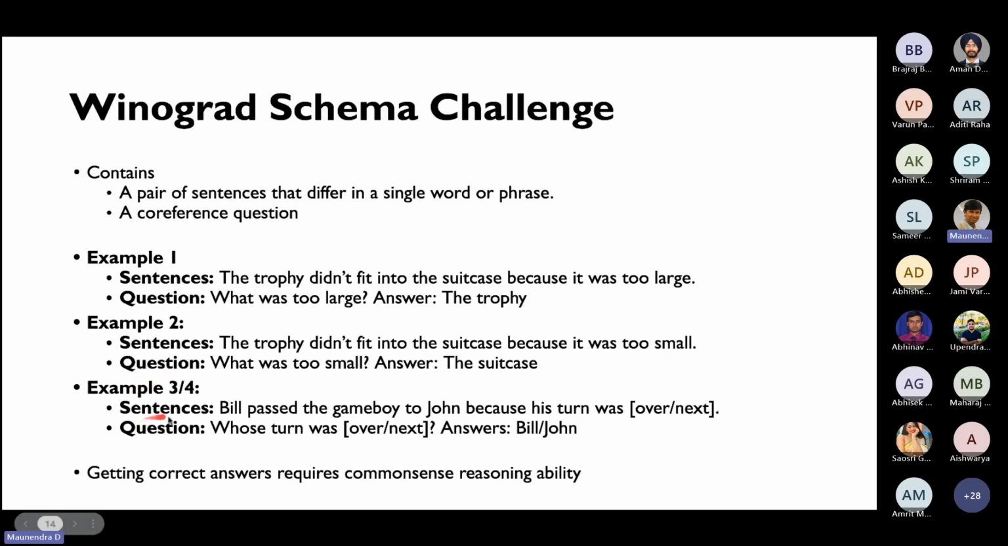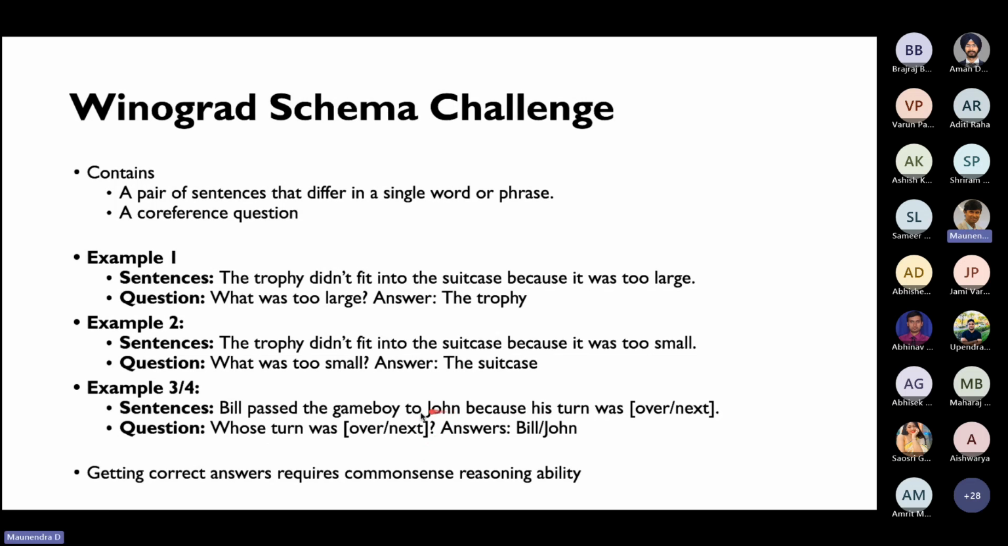So another example is, Bill passed the Game Boy to John because his turn was over. Now his turn was over. So here his will refer to, so whose turn was over? And that will be Bill. But if it was like Bill passed the Game Boy to John because his turn was next, and the question is whose turn was next, the answer will be John.